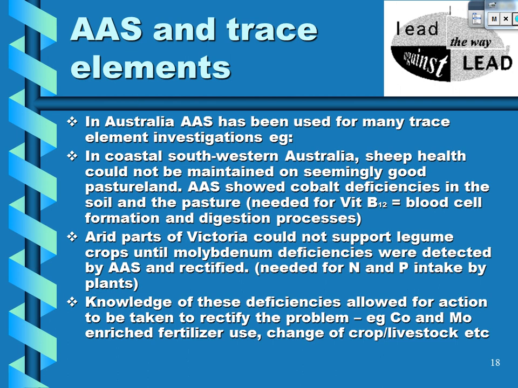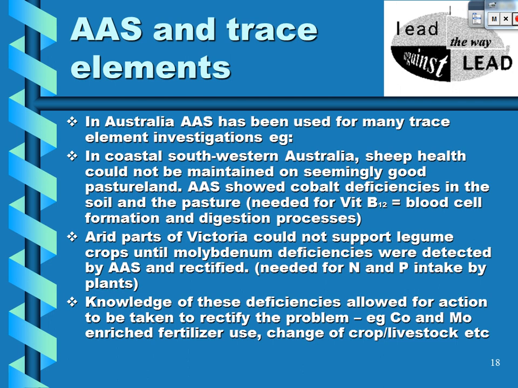And two examples in Australia are both agricultural examples. In coastal southwestern Australia, sheep health couldn't be maintained on similarly good pasture land. So even though this pasture land seemed very good, the sheep were just not healthy. And they did AAS analysis of the soil in this pasture land, and they found that there was cobalt deficiencies in the soil. Now, we might not think of cobalt as being a particularly useful element in our bodies, but cobalt's very important for vitamin B12 and blood cell formation. So you only need a very small amount of it in your body. It's a trace element, but it is needed. And therefore, by doing the AAS analysis, they could pick up it was this deficiency in this trace element that was causing the problem with the sheep.